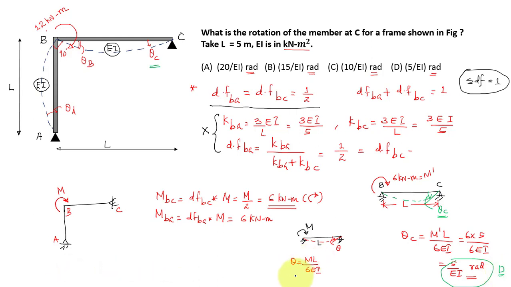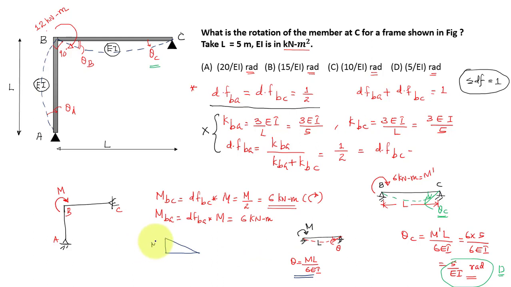Now if anybody has doubt how to get this, it is a standard result. Even if you forget this result, you can derive it within seconds. So let us see how to derive it. You take the simply supported beam. We have a concentrated moment at one end. So we can use the conjugate beam method here. Draw the moment diagram for this loading.